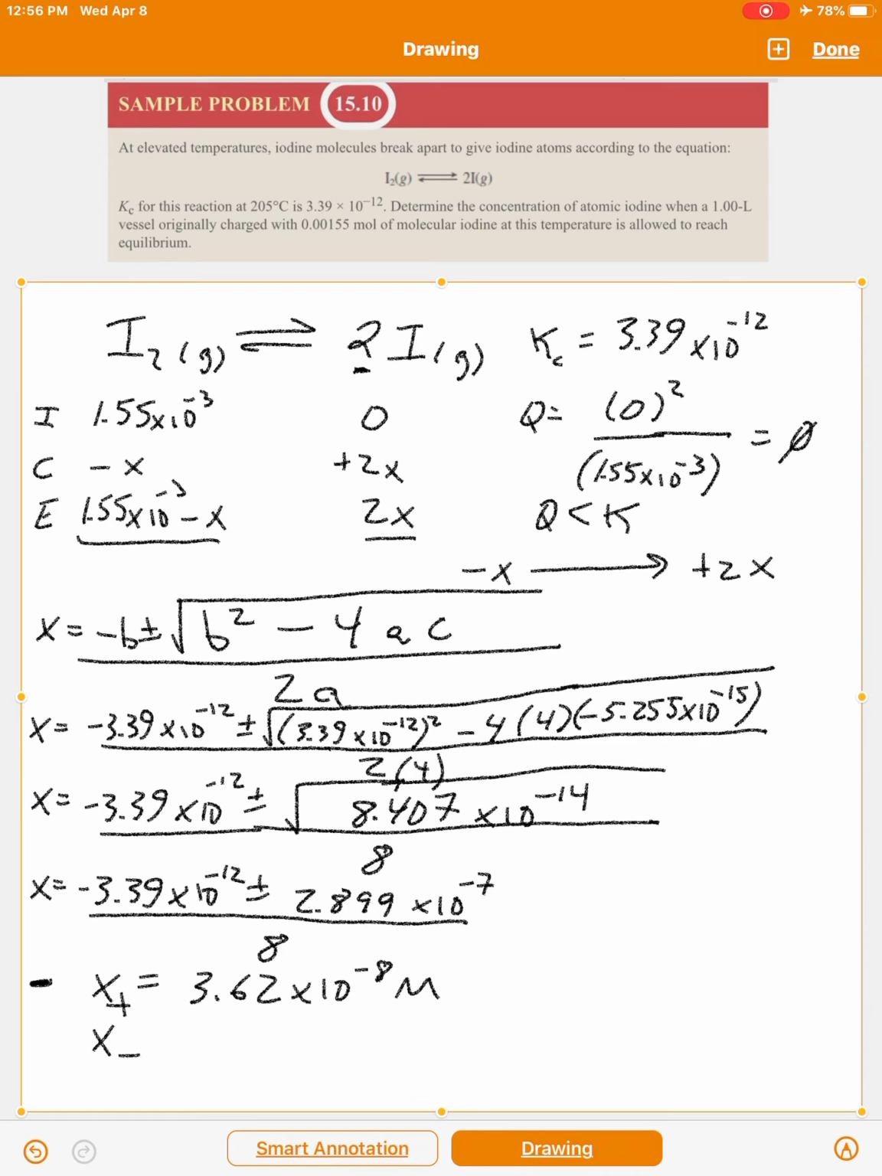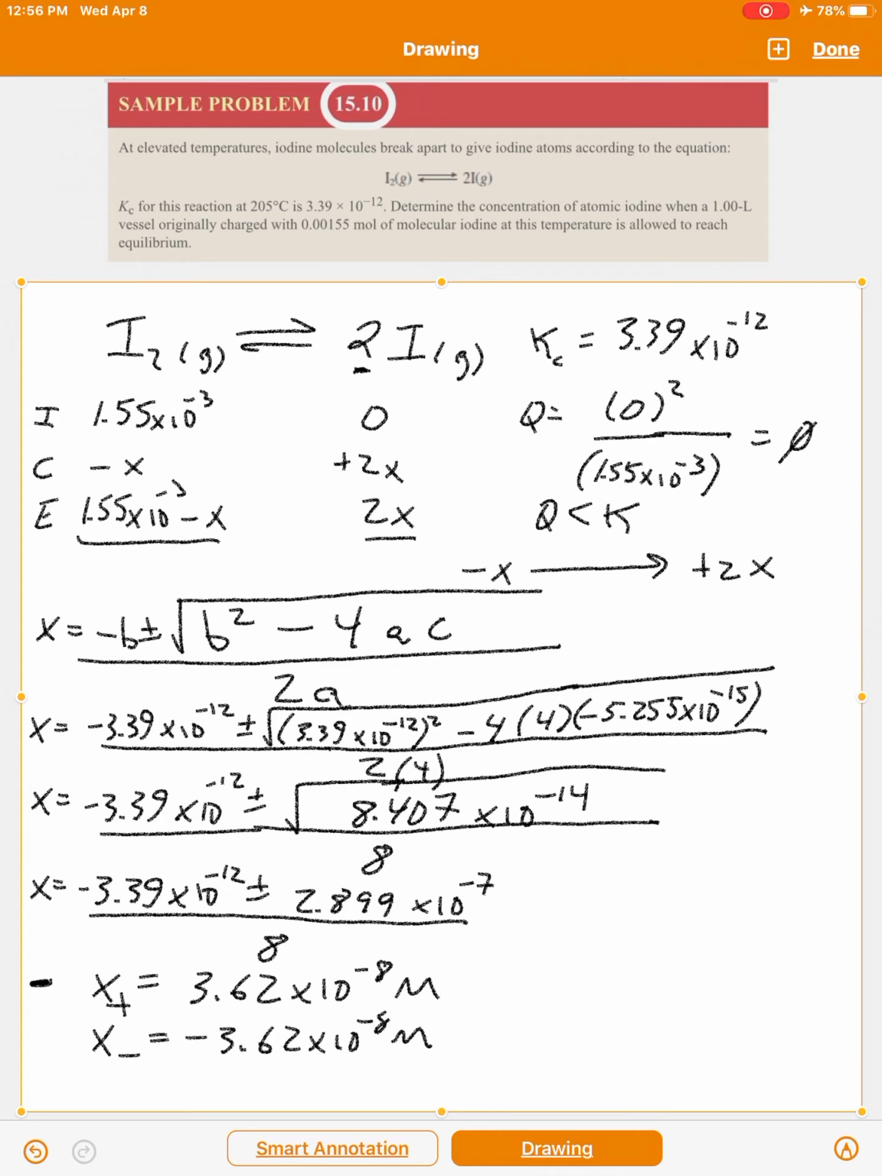And then you do the negative root. Now you have negative 3.39 times 10 to the minus 12 minus 2.899 times 10 to the minus 7. So you get negative 3.62 times 10 to the minus 8. We're going to pick the positive root.